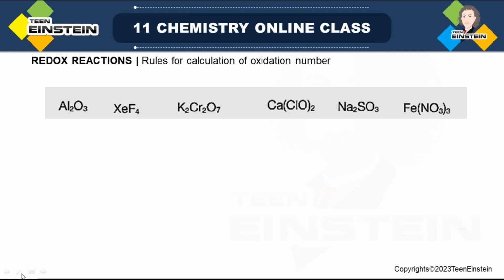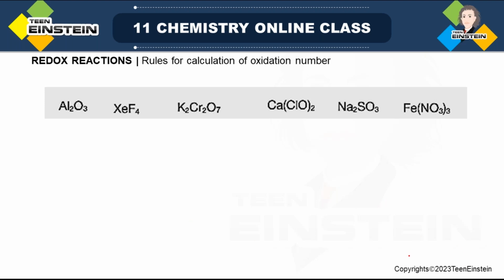Hello everyone, the topics that we are going to discuss today: rules for calculation of oxidation number, valency versus oxidation number, redox reactions in terms of oxidation number, fractional oxidation number, and if time permits, we will also discuss types of redox reactions. Okay. So rules for calculation of oxidation number. These rules we have already finished in the last class. So there are 6 to 7 rules and we have seen all of them.